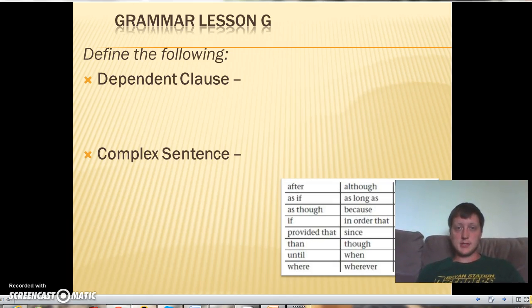Today's lesson is Grammar Lesson G. We're going to be talking about dependent clauses and complex sentences. Let's go ahead and get started.